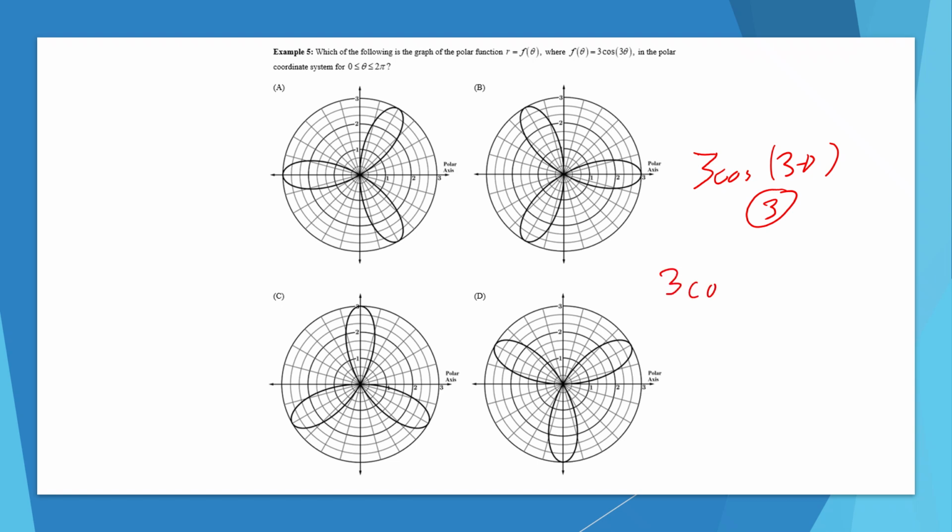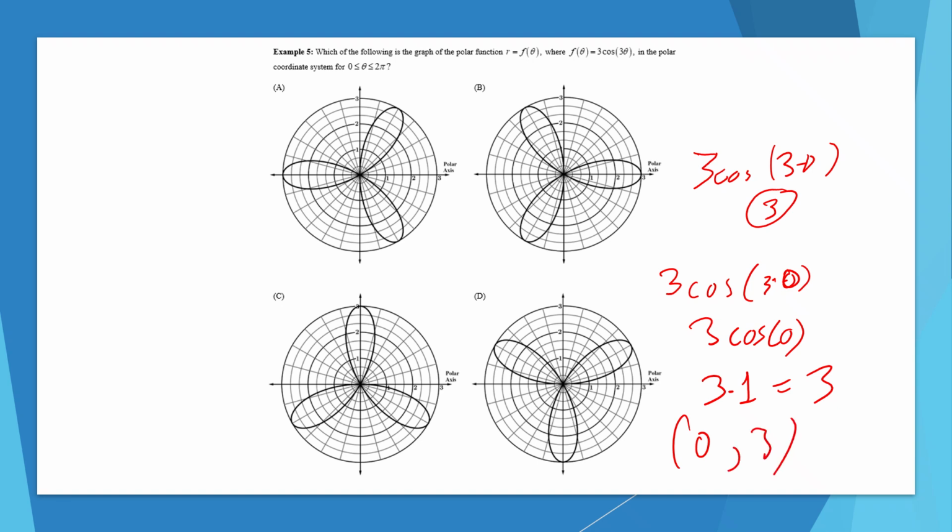So 3 cosine of 3 times 0 degrees. This is 3 cosine of 0 degrees. Cosine of 0 degrees is 1. So 3 times 1, so 3. So we should get the coordinate 0, comma 3 on the grid. The only one that applies to is B, so that is how we know B is our correct answer for example 5.